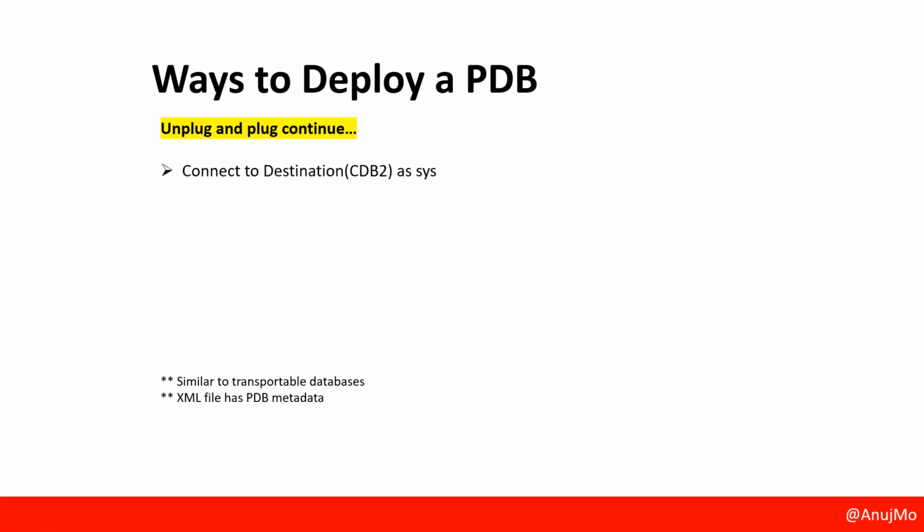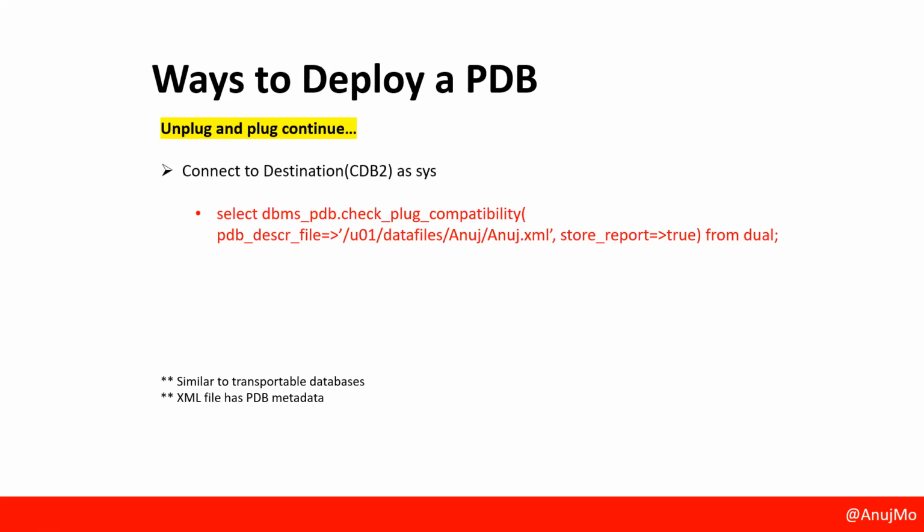And that was the unplug operation, and then you connect to the destination side. And remember, we created an XML file. So using that XML file, we can check plug compatibility to see if we can plug back in. And it will populate a view called PDB_PLUG_IN_VIOLATIONS. So you want to go and check, and if there is a violation, then you want to resolve it before you can plug back in. And the violations could be, say, one example could be you have more components installed on the source and fewer components installed on the target.